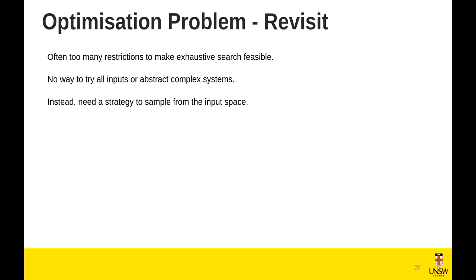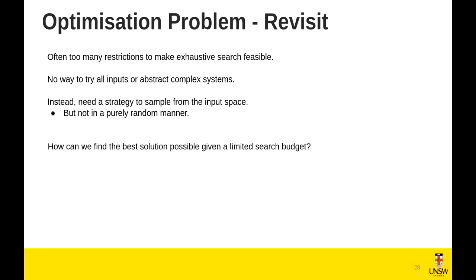So what we can do here is we can try to sample from the input space, but just now we learned that we don't do it in a purely random manner, and the question is, how can we find the best solution given a limited search budget? This is essentially an optimization problem, and we can apply some optimization algorithms here. These algorithms are called meta-heuristic search techniques.